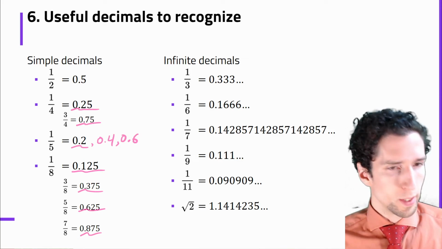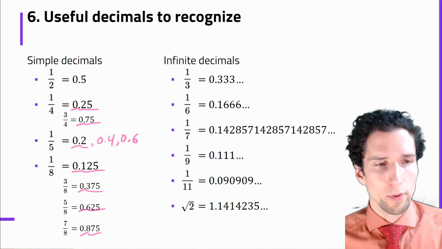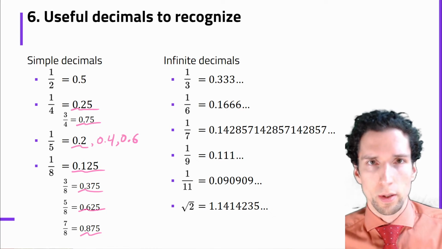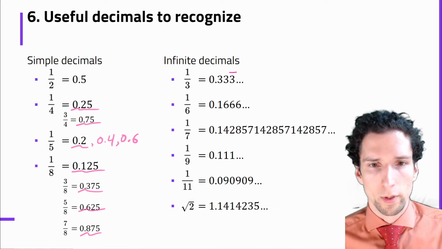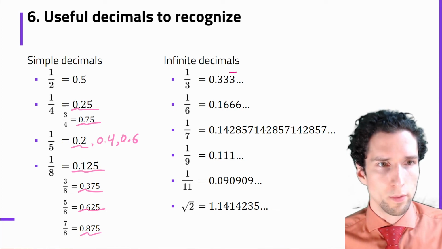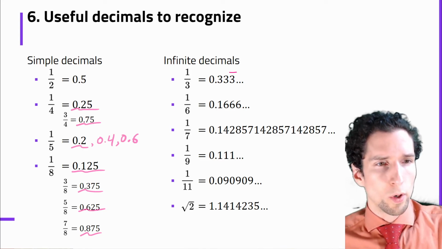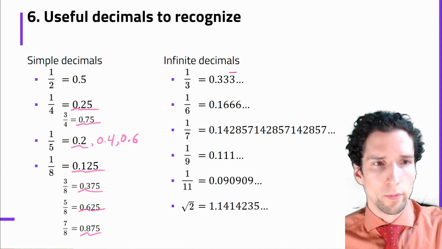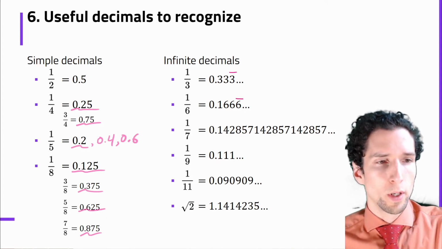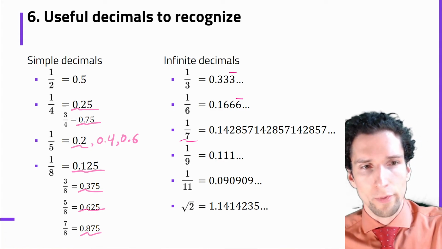We also have a bunch that are infinite decimals. 1 over 3, for example, is 0.33333 to infinity. We can write that with a little bar over top to show that it's an infinite decimal. 1 over 6 is 0.16666, off to infinity, so a little bar over that one. 1 over 7, good to know also, is 0.142857.